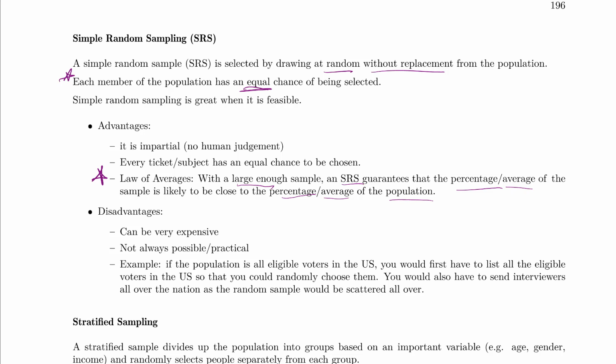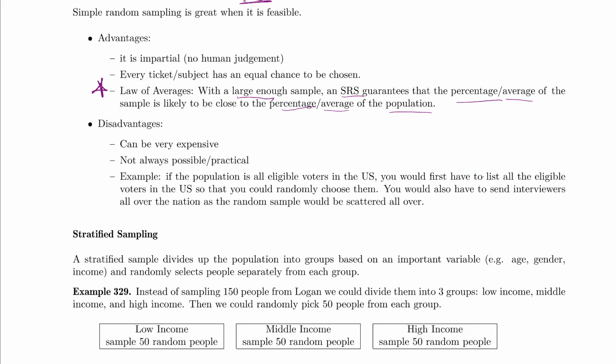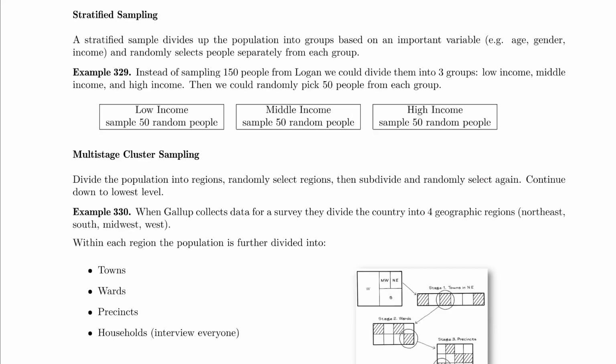Disadvantages: it can be really expensive. It's not always possible or practical. For example, if the population is all eligible voters in the US, then you would have to first list every voter in the US so you can randomly choose them. It is really hard to actually get a list of all the voters in the US. You would also then have to send interviewers all over the nation, because you need the random sample to be scattered all over the nation for it to be fair. So you can see how that would be much more difficult than it sounds.